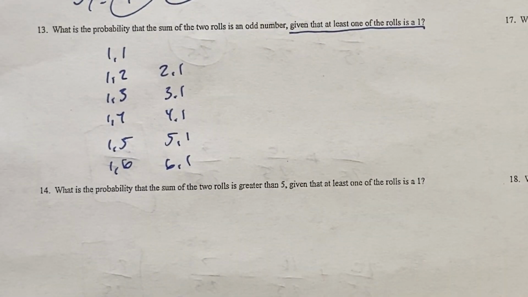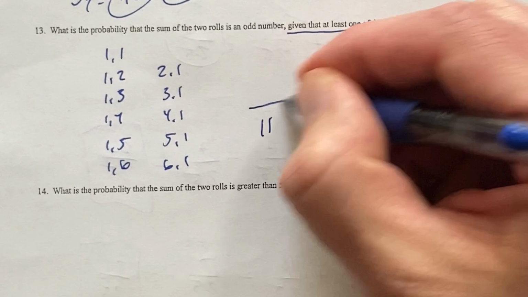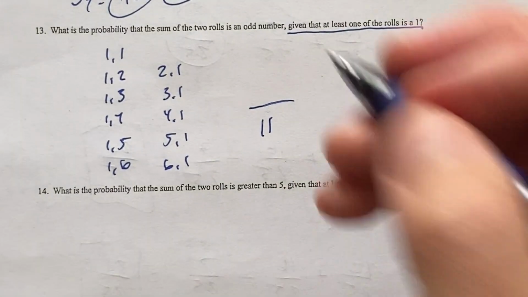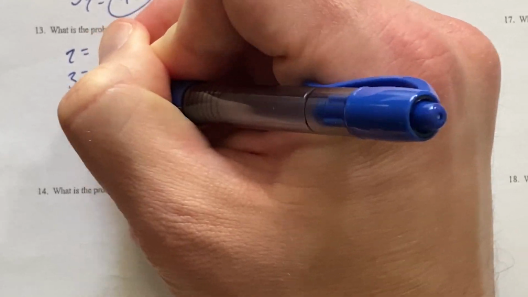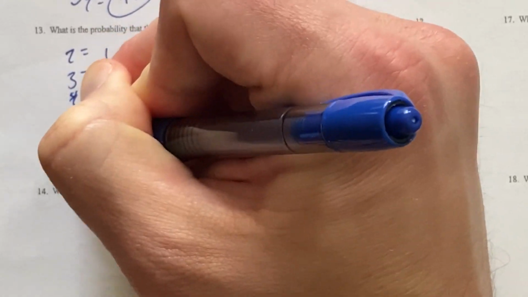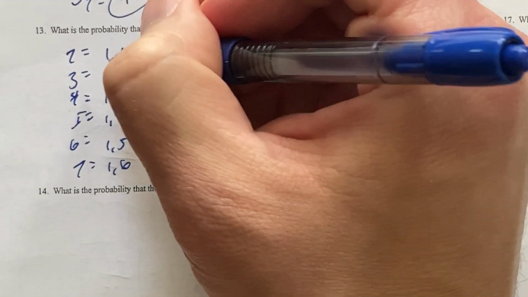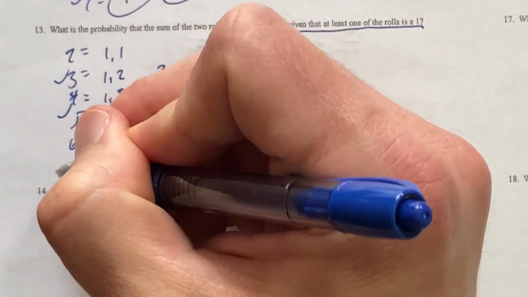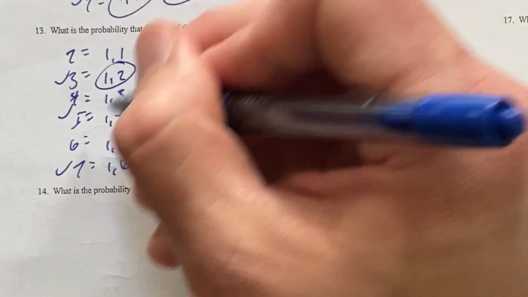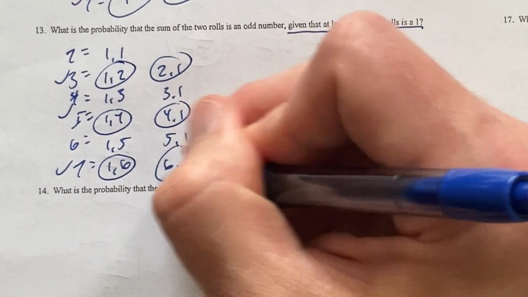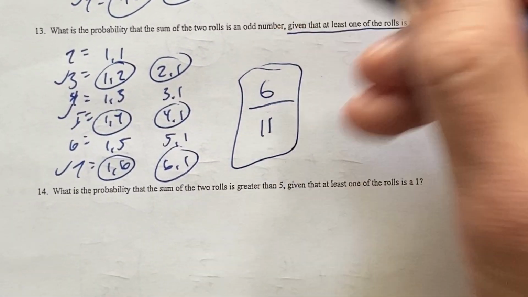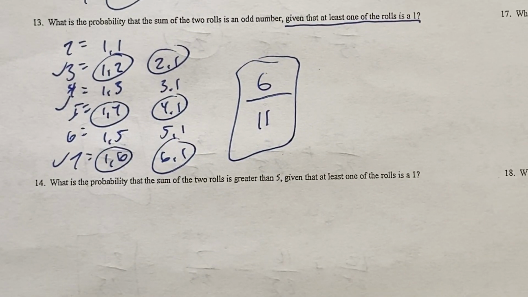Anyways, given that at least one of the rolls is a 1, we want to know what's the probability that the sum is an odd number. There are a total of 11 ways right there. And how many ways can we get a sum of an odd number? Those would equal 2, those would equal 3, 4, 5, 6, and 7. 3 is odd, 5 is odd, and 7 is odd. 1, 2, 3, 4, 5, 6 out of 11 ways.